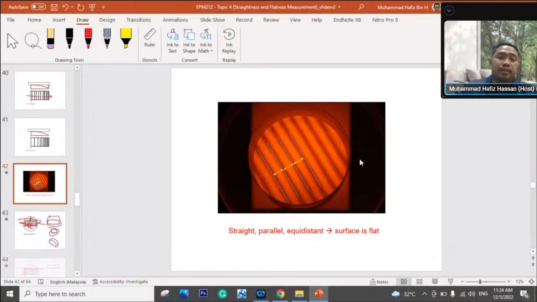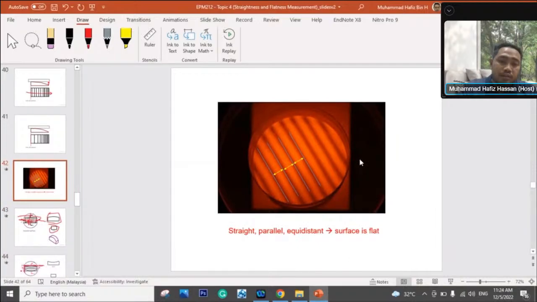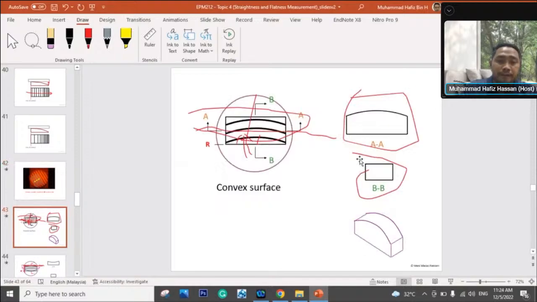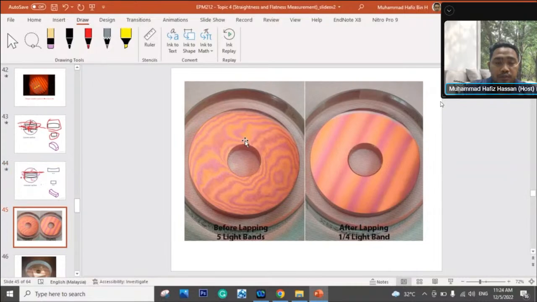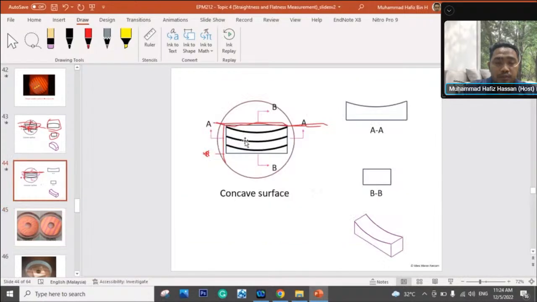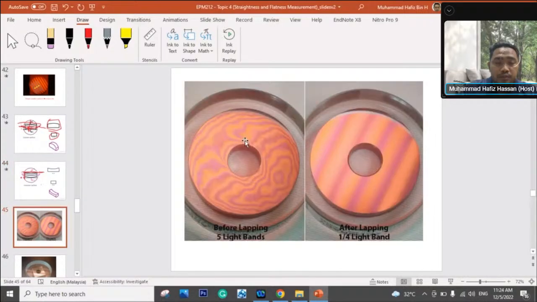This is an example: a straight, parallel, and equidistant surface. And if it is a convex surface, how will you evaluate it? You want to see it in terms of the patterns using the cross sections of this. Okay, this is an example.